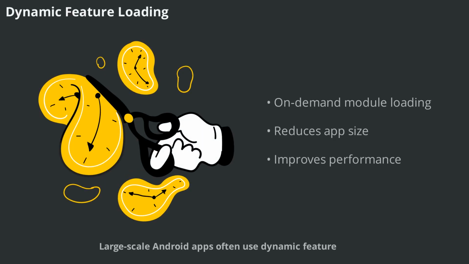Large-scale Android apps often use dynamic feature modules to reduce app size and improve performance. Your deep linking architecture should support loading these modules on demand. When a deep link targets a feature that isn't currently loaded, the system can fetch and initialize the module automatically. This approach keeps your app lightweight while still providing access to a wide range of features.